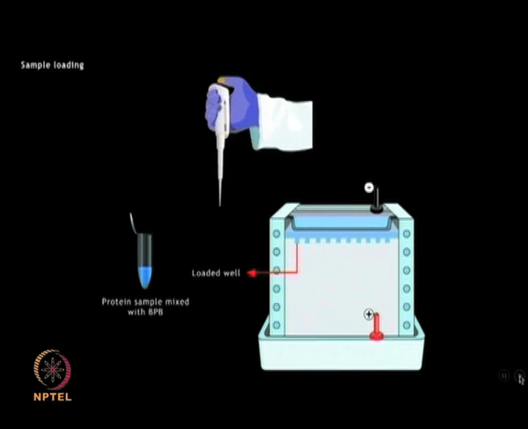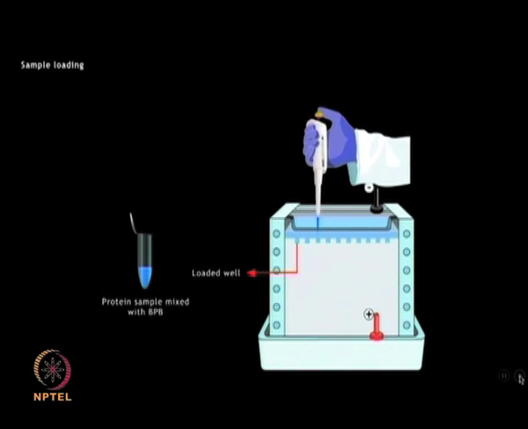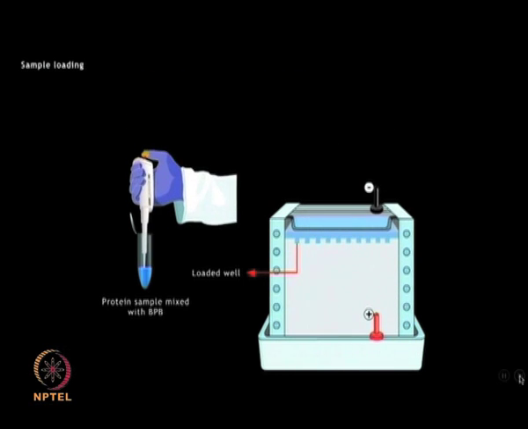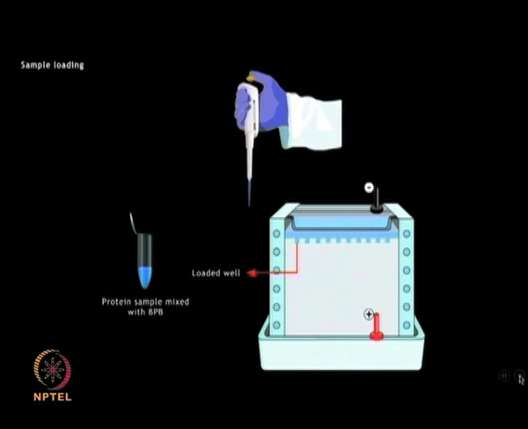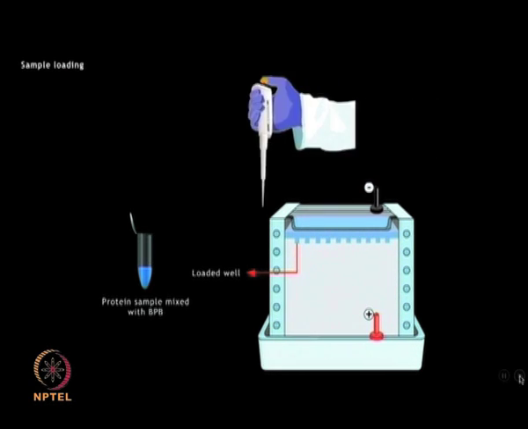The protein samples can be loaded on the wells by using a micropipette. As you can see in the animation, you can use different wells to load different types of samples.